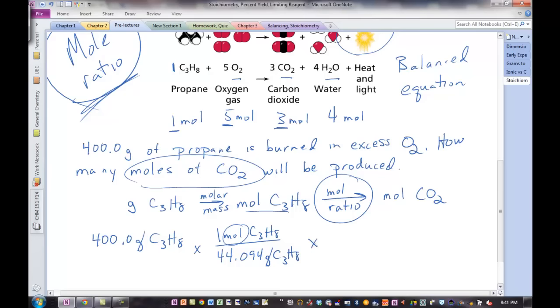Okay, so now let's do some stoichiometry. We now have moles of propane. This is where the mole ratio comes in. Coefficient of 3 in front of CO2, coefficient of 1 in front of propane. 3 moles of CO2 is produced for every 1 mole of propane. That's all there is to it. Just take the coefficients. There's your mole ratio. Again, you have to watch your units so that moles propane cancel, and you're left with moles of CO2.